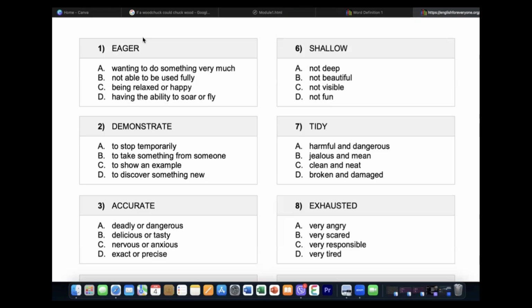Not deep. Okay. I have a shallow relationship with math. With math, you could say that. So my knowledge on math is quite shallow. Yeah, okay. Or the river where I used to go during my childhood is very shallow now, meaning it's not deep, so the level of water dropped.